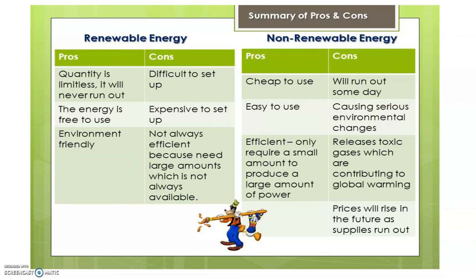Whereas with non-renewable resources, our non-renewable energy pros are that it's often cheaper to use, it's easier to use, and it can be more efficient because it requires just a small amount of the resource to produce a large amount of power. But some pretty big cons exist with non-renewable resources, and that is they'll run out someday. They're non-renewable because eventually they will run out. They are causing serious environmental changes, and that comes from things like releasing toxic gases that are contributing to global climate change. And eventually, as our supplies of those non-renewable resources get low, the price of those resources will rise.